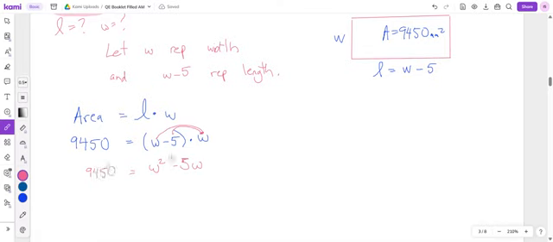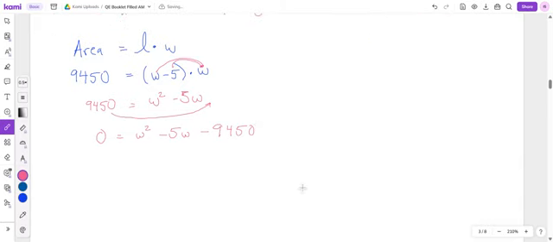9450. What do you think I want to do with that 9450? I want to bring it over to the other side because how do I want my equation to look? Show me with your hand, what do I want on one side of the equation? A big 0. That's right. So let's bring that over. I'm left with a 0, and the 9450 becomes negative. Oh boy, folks. I want to get to the ZPP, so I must factor.